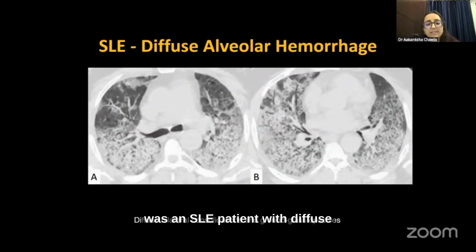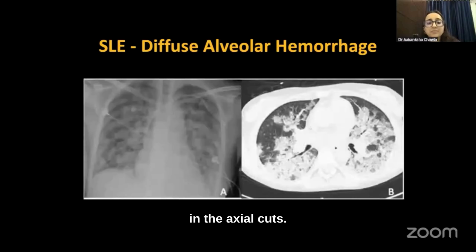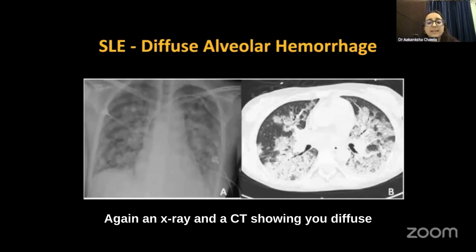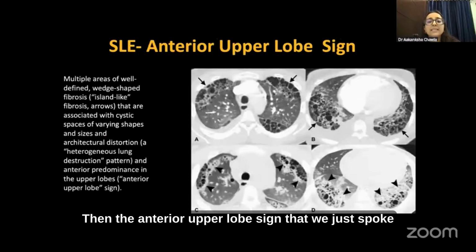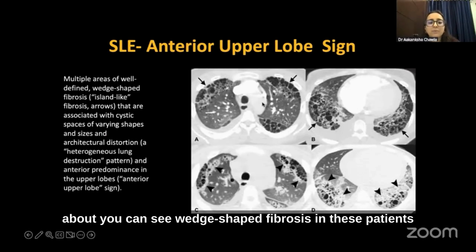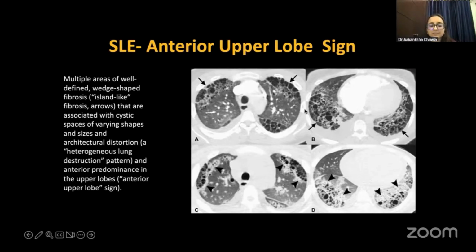Now, this was an SLE patient with diffuse alveolar hemorrhage. Like you can see diffuse bilateral consolidation and ground glass opacities in the axial cuts. Again, an X-ray and a CT showing you diffuse alveolar hemorrhage in a patient with SLE. Then the anterior upper lobe sign that we just spoke about, you can see wedge-shaped fibrosis in these patients, in these axial cuts. And there's architectural distortion also present.